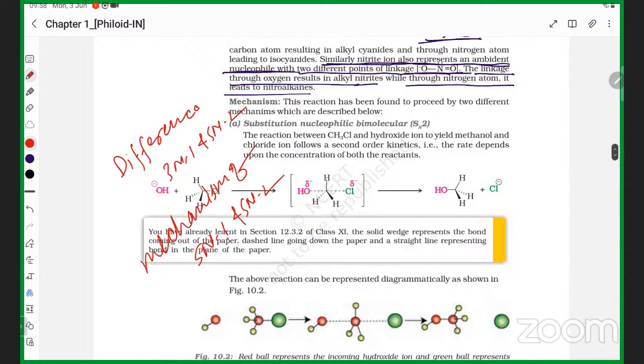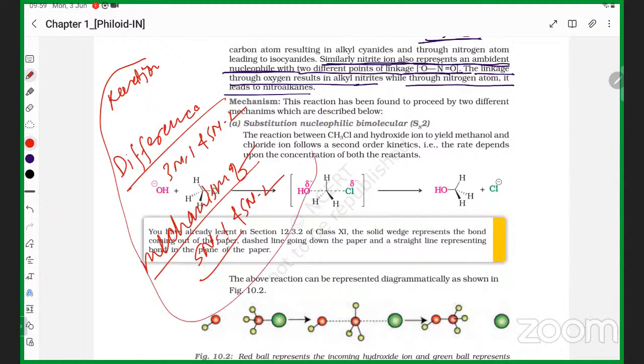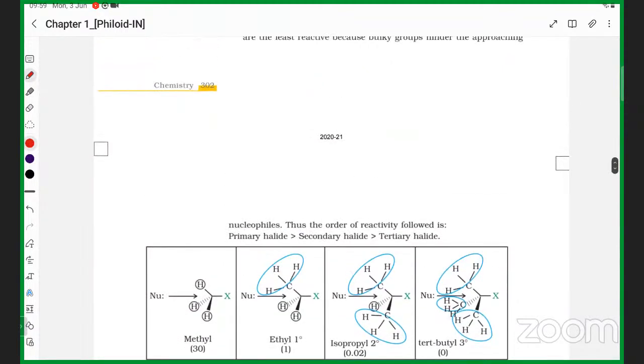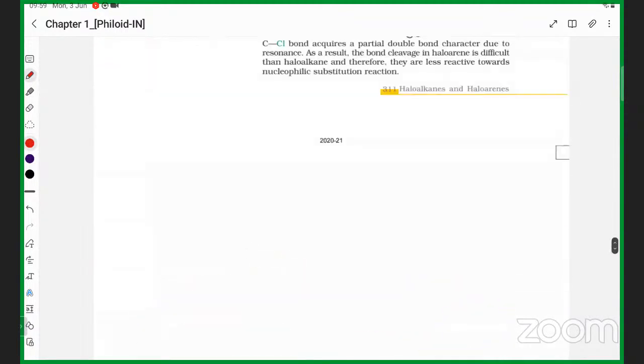Getting my point? Yes, sir. So please do this much. All the reactions I told you today, the difference, and the mechanism. Memorize these three things. At night, if possible, you confirm whether I am free or not. If I am free, I will teach you at 10 or 11 o'clock. Till then, just go through it. Some exercise problems also you can try.